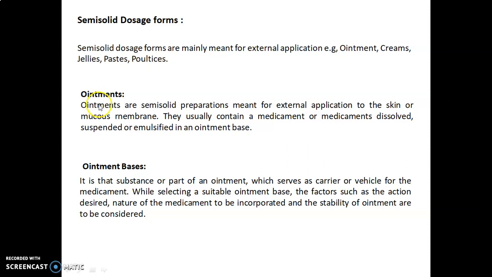Ointments are semi-solid preparations meant for external application to the skin or mucous membrane. They usually contain a medicament or medicaments dissolved, suspended or emulsified in an ointment base. An ointment base is that substance or part of an ointment which serves as a carrier or vehicle for the medicament. While selecting a suitable ointment base, factors such as the action desired, nature of the medicament to be incorporated, and the stability of the ointment are to be considered.